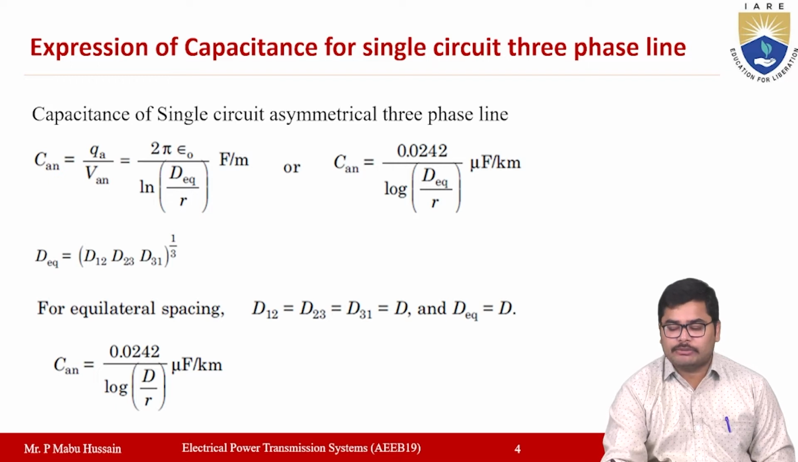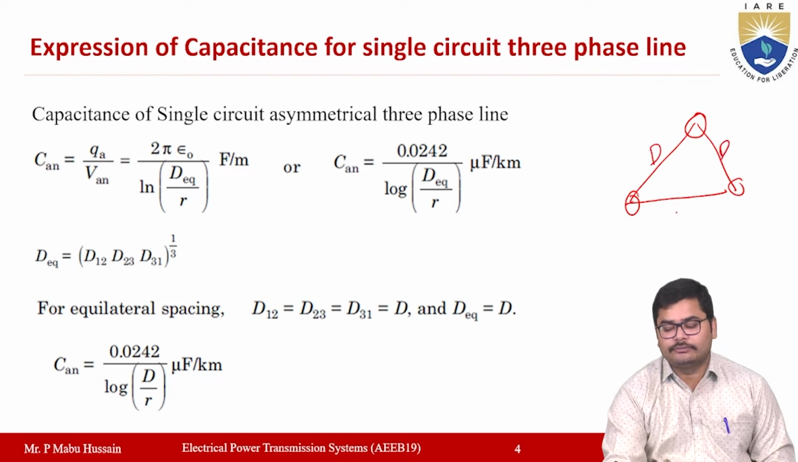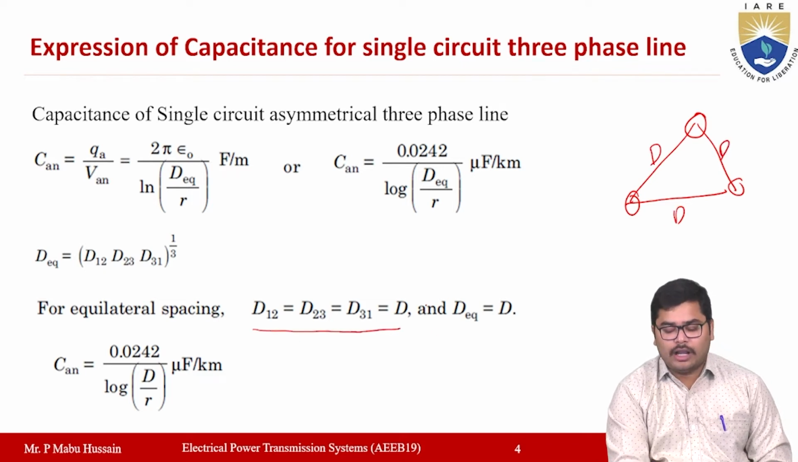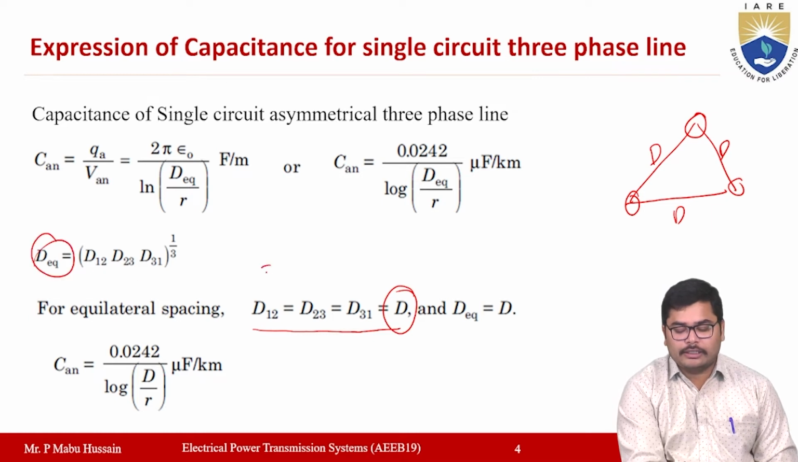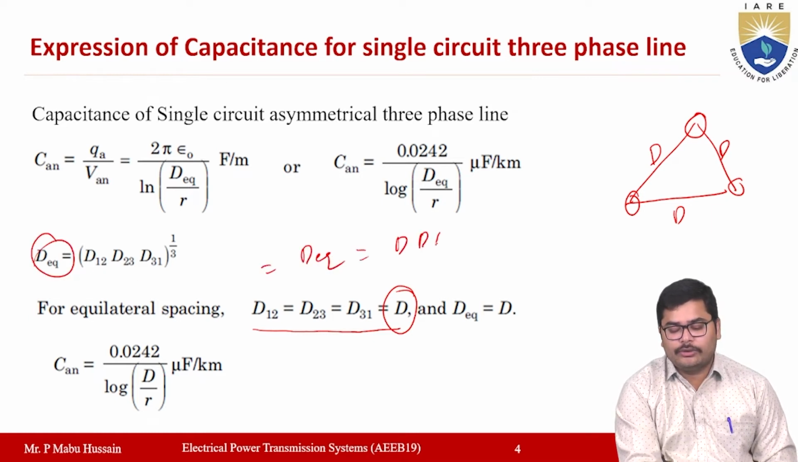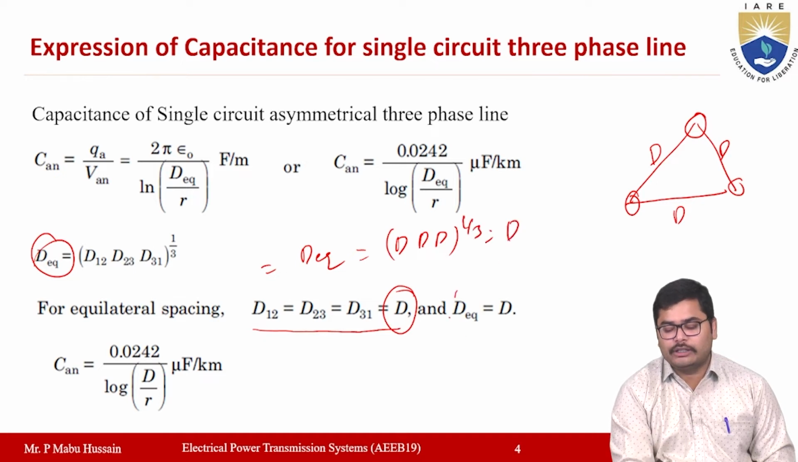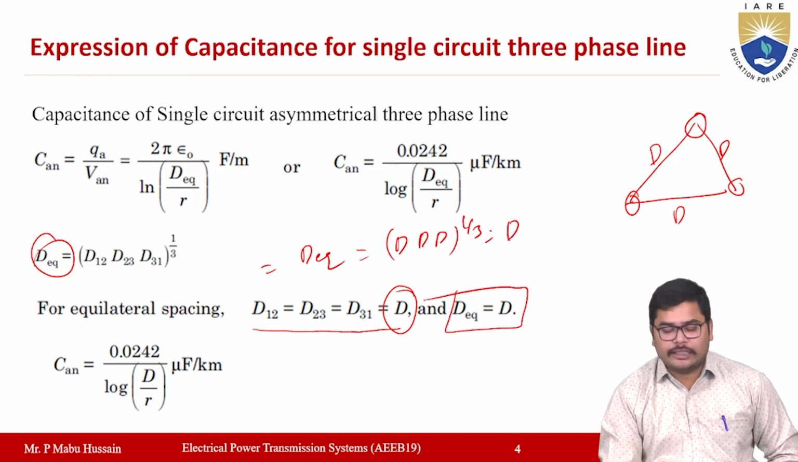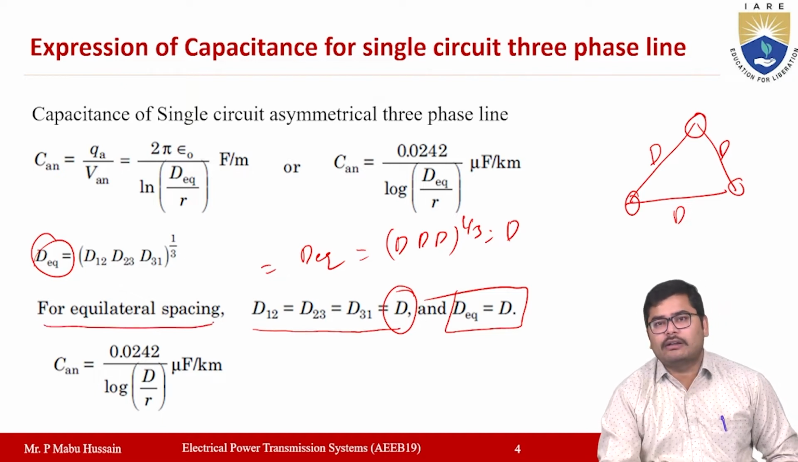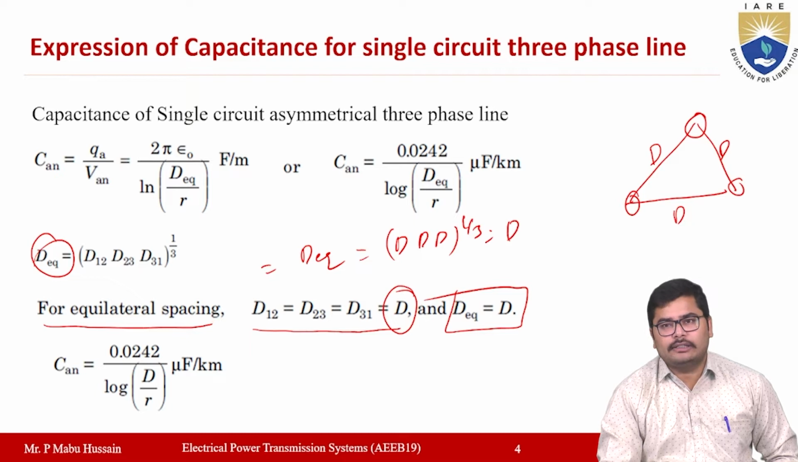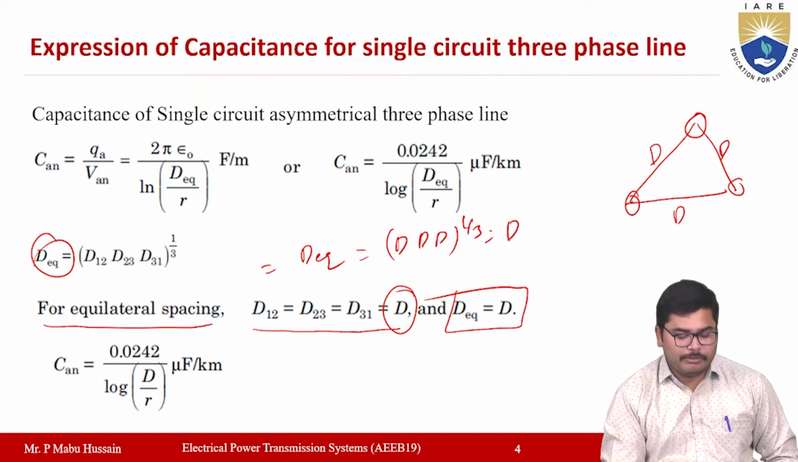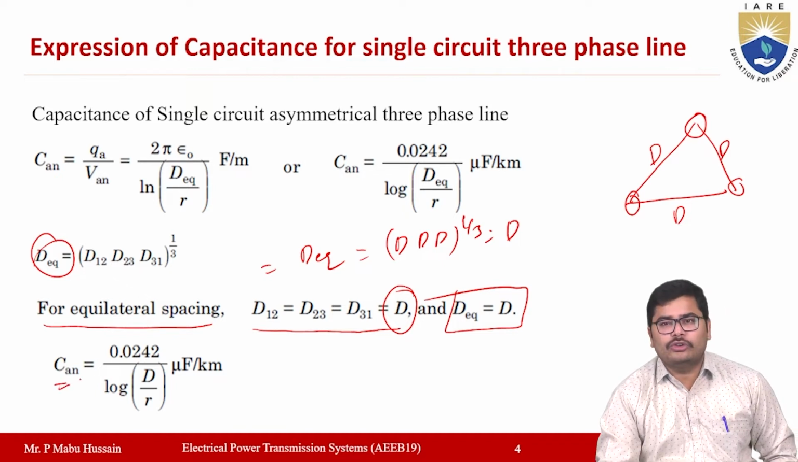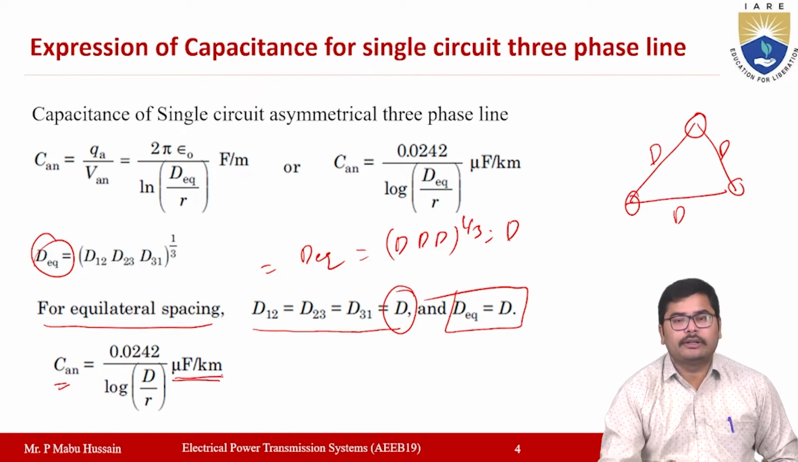In case of a symmetrical transmission line, the distance between any two conductors is the same, which is represented with D. So that means here D12, D23, D31 all will be equal to D. So the expression for D equivalent is equal to D into D into D whole to the power of 1 by 3, which will be equal to D. So D equivalent will be equal to D. So the capacitance equation for equilateral spacing, or you can even say that the line is a symmetrical three-phase line, the capacitance of a single circuit three-phase symmetrical line will be CAN is equal to 0.0242 by log D by r, which is in microfarad per kilometer.